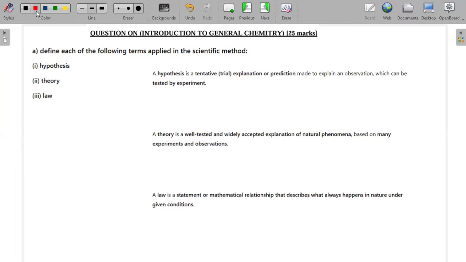All right, so the first question here, they're saying define each of the following terms applied in the scientific method. They've given us hypothesis, theory, and law, and they want us to define these. Before we define them, I would just like us to learn about the scientific method as a whole. What is the scientific method? What do we use it for? Let's learn first about the scientific method, and then we'll come back and define these three simple terms.